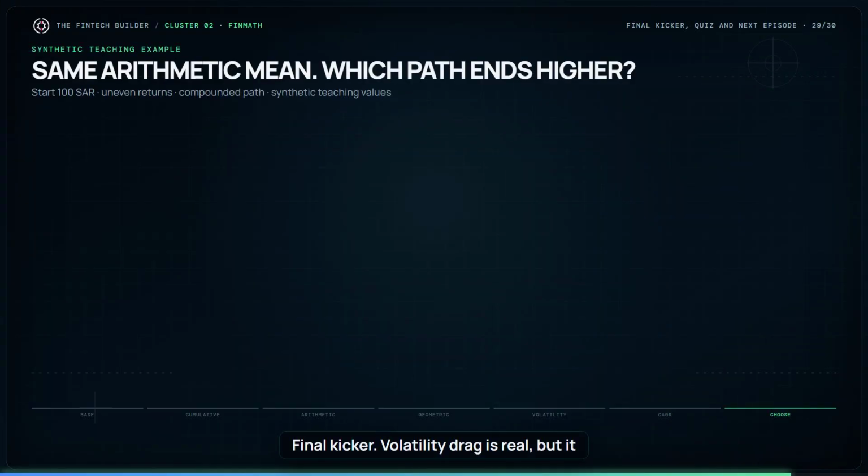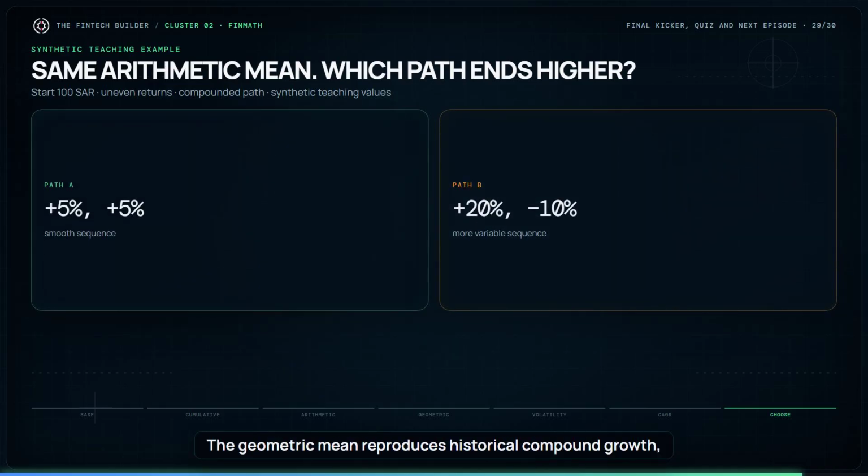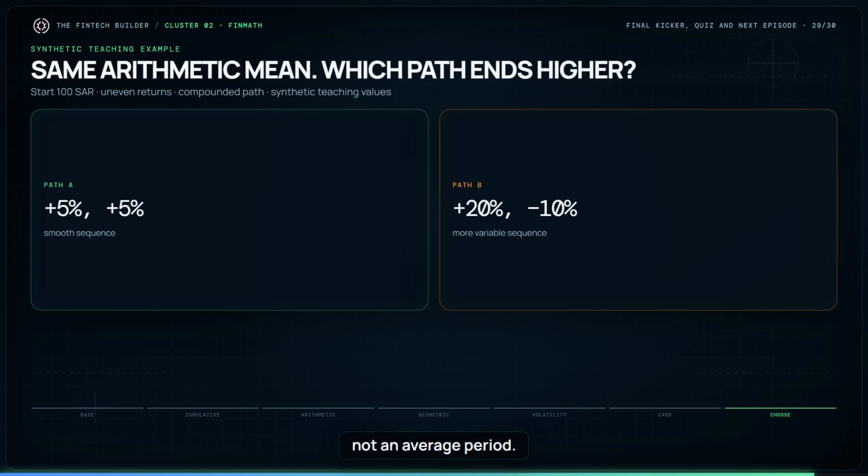Final kicker. Volatility drag is real, but it is not a separate fee. The arithmetic mean is valid, but it is not the realized compound path. The geometric mean reproduces historical compound growth, but it is not automatically a future expected return. And cumulative return describes the complete path, not an average period.